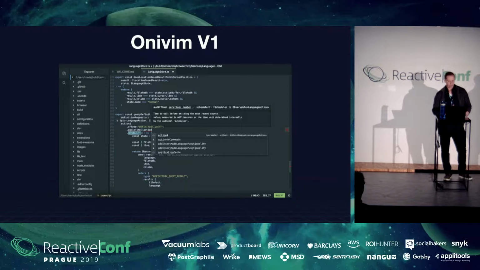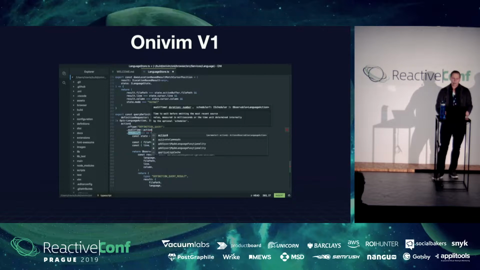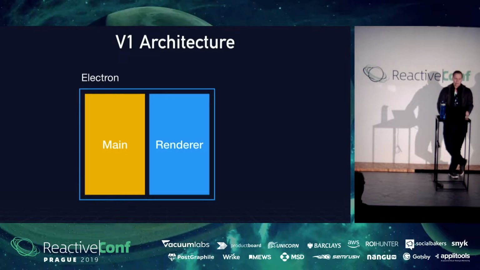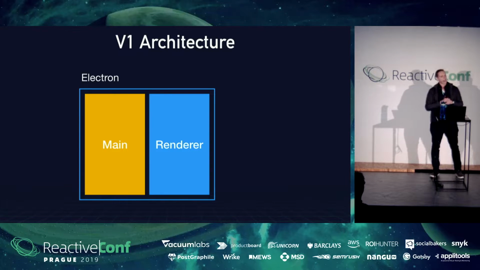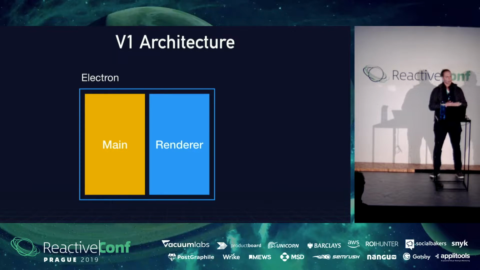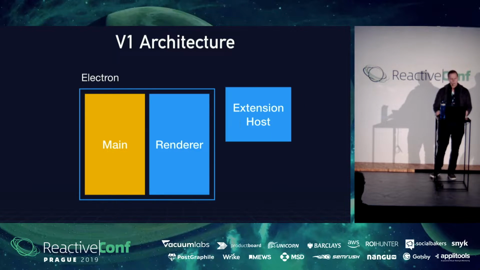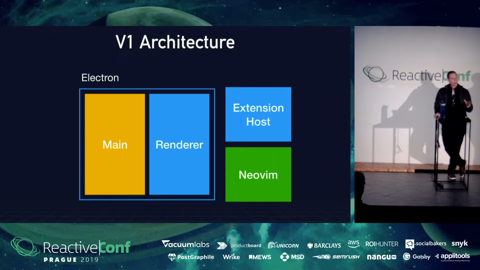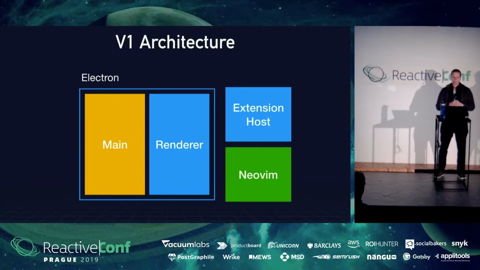So let's take a look at the tech stack of our V1. We have a standard Electron app, which has two processes. There's the main process, which is the orchestrator of the app. And then there could be one or more renderer processes, which are the actual browser windows that you see. We also had a separate node process that was our extension host. And we used an open source project called NeoVim to handle all the Vim heavy lifting for us. And let's zoom into that renderer piece.